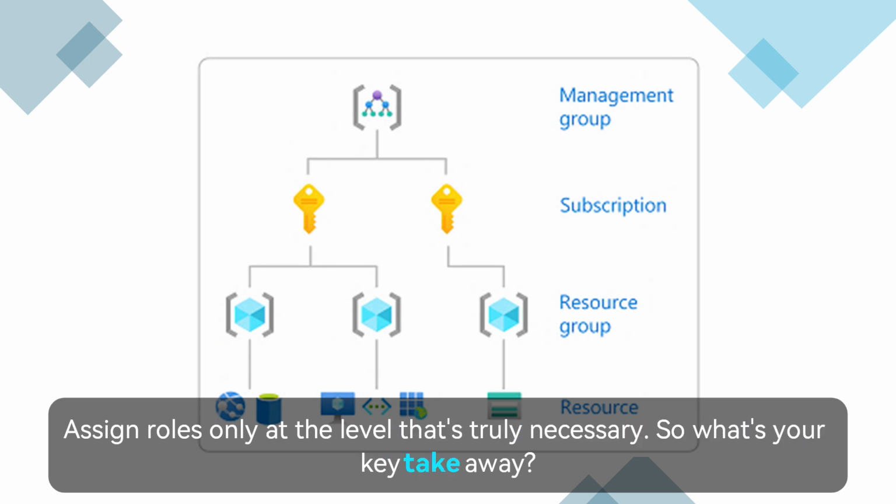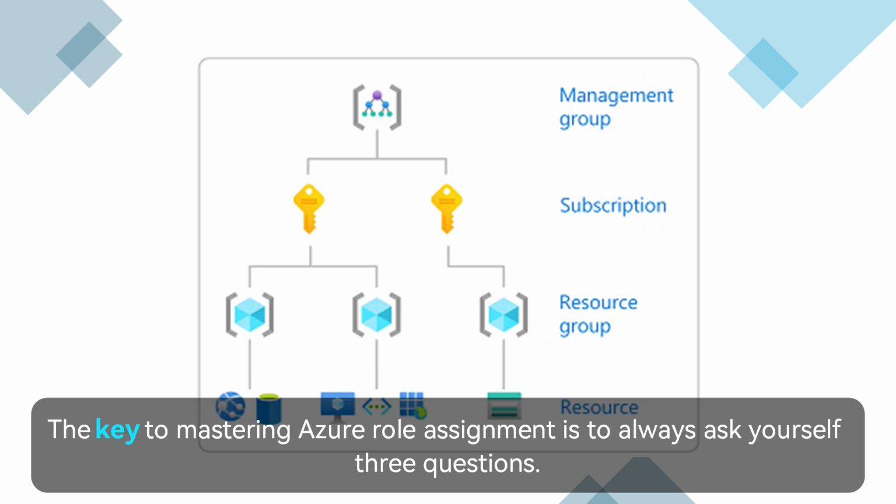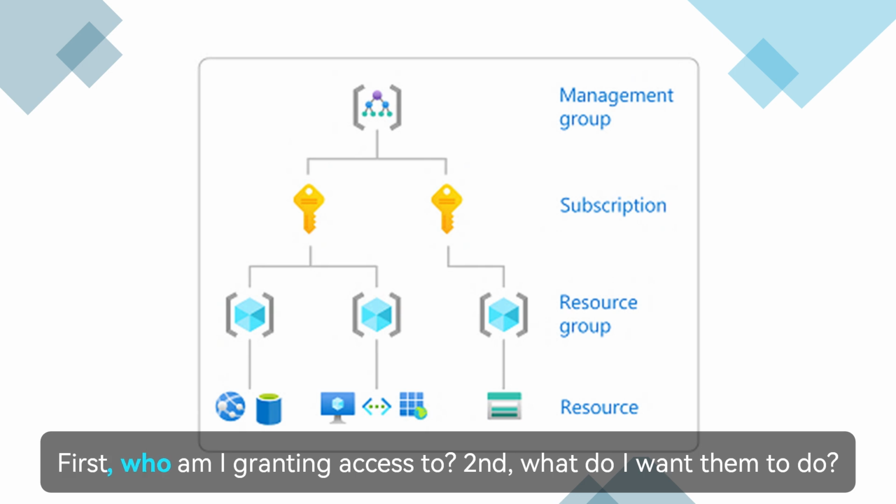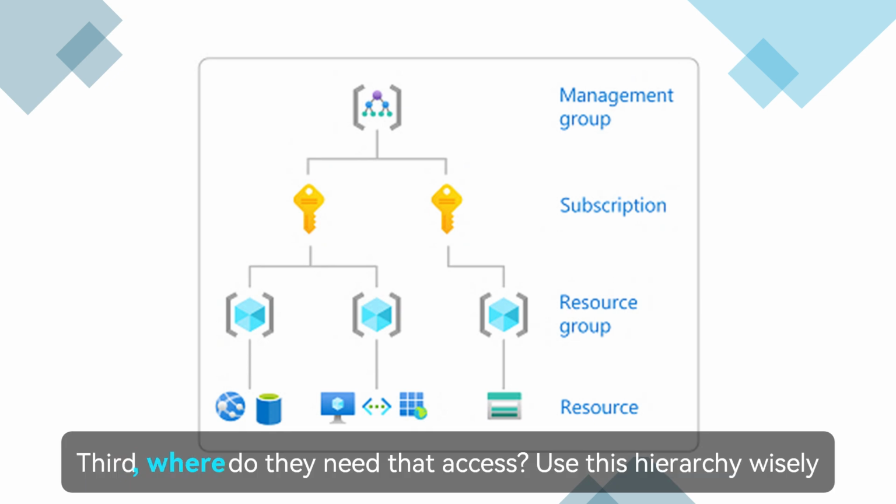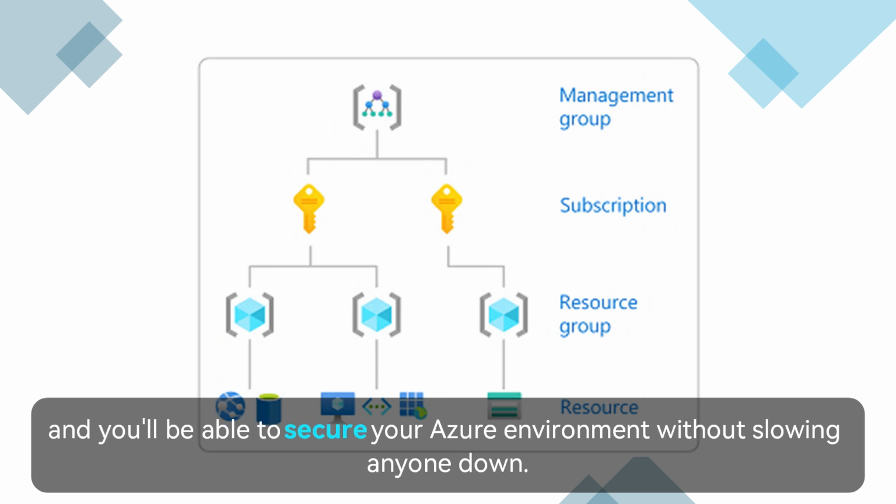So, what's your key takeaway? The key to mastering Azure role assignment is to always ask yourself three questions. First, who am I granting access to? Second, what do I want them to do? Third, where do they need that access? Use this hierarchy wisely, and you'll be able to secure your Azure environment without slowing anyone down.